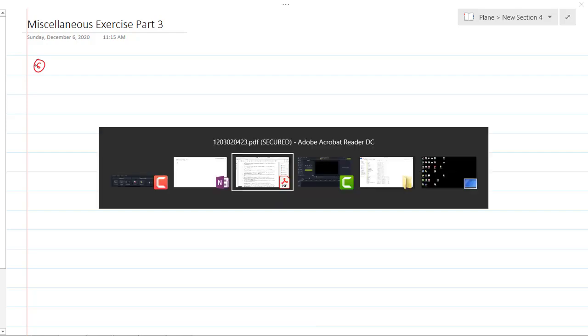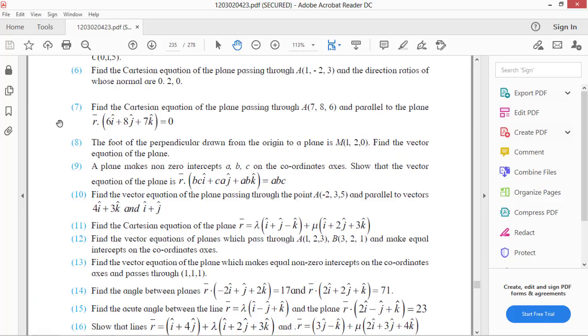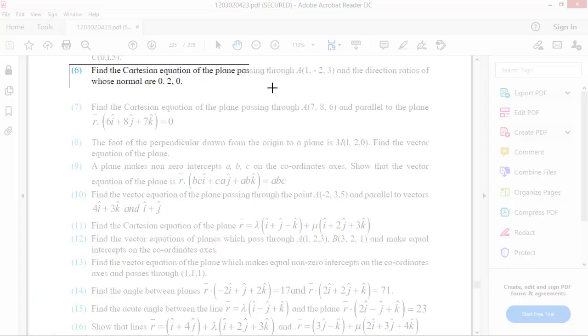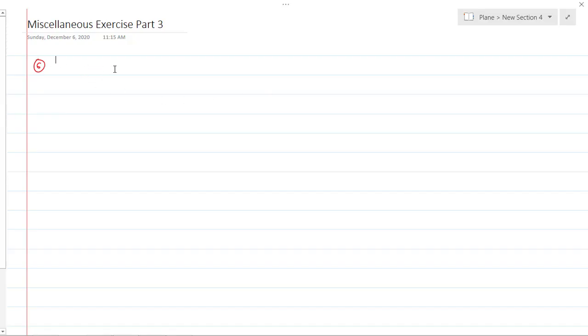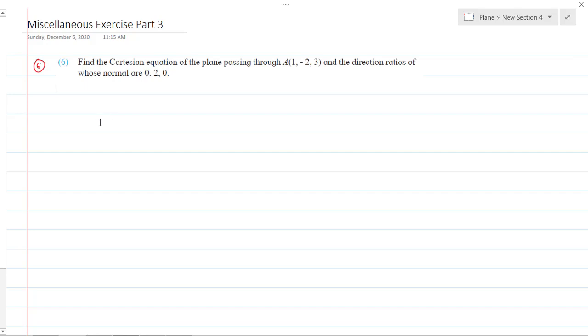In the last video we have seen the miscellaneous exercise 6 second part and we have solved the first 5 questions. Now let's start with the sixth question. So what is the statement? Sixth question is, let me copy it from the textbook. Find the Cartesian equation of the plane passing through the point and whose direction ratios of the normal is given. It is the basic question.